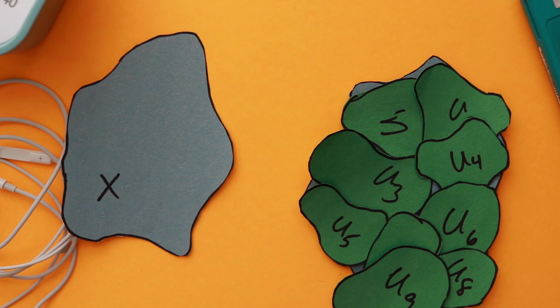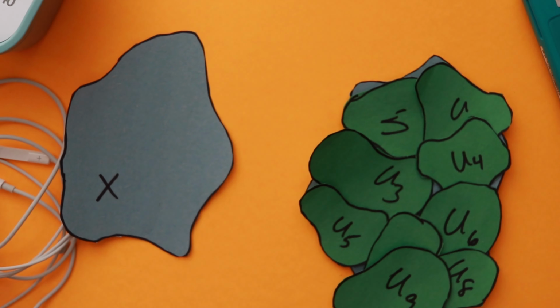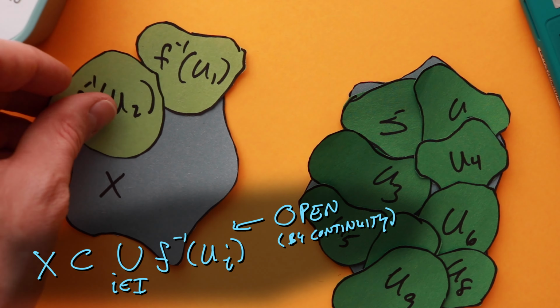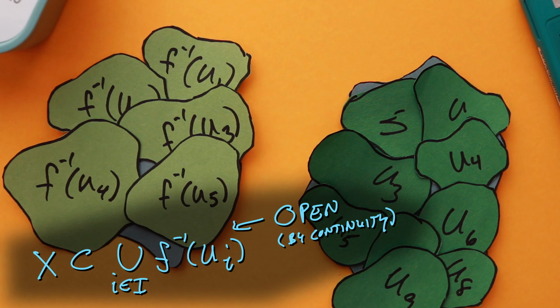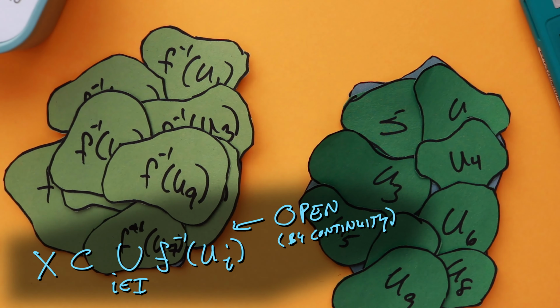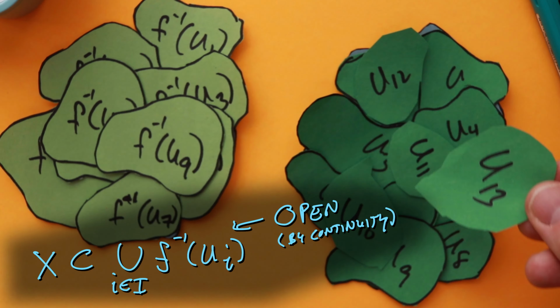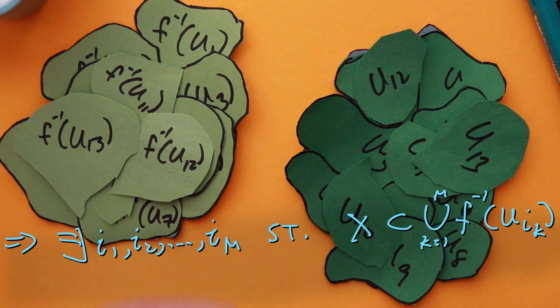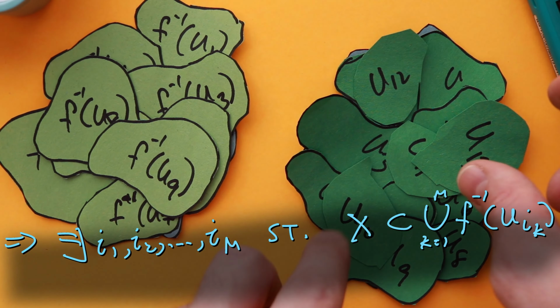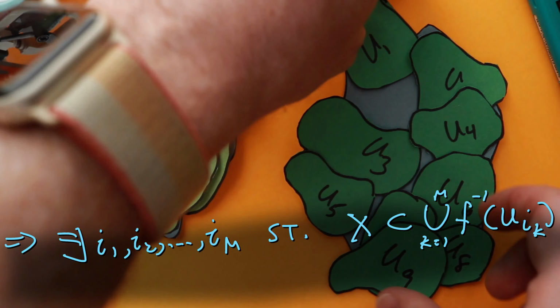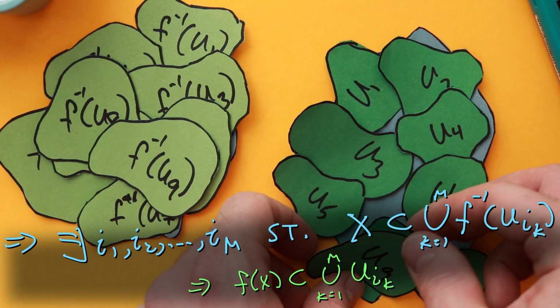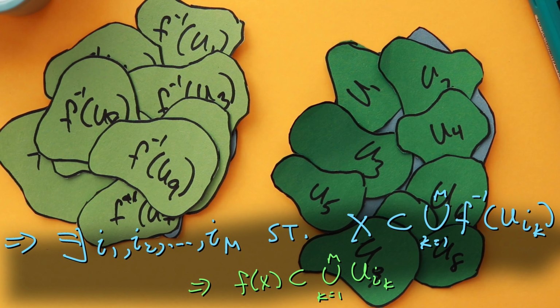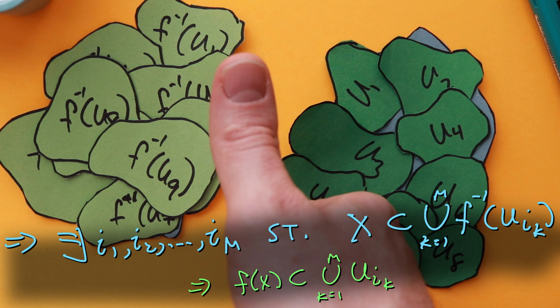Now let's take a look at the pre-image of each one of these open sets under f. Since f is continuous, we know that each pre-image is open in X. Moreover, since the collection of open sets covers f of X, the union of all pre-images must also contain X. Well, we assumed that X was compact, so we only need a finite number of these to cover X, and correspondingly, we only need a finite number of the original open cover to cover f of X. Hence, f of X is compact.